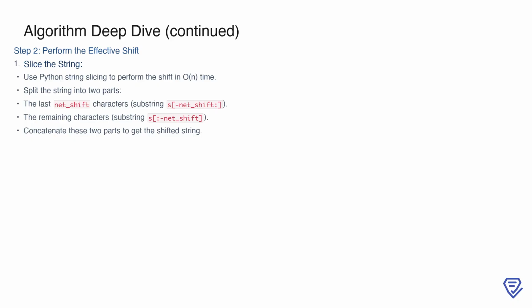Then, we take the remaining characters, everything up to but not including the last net_shift positions, using the slice s[:-net_shift]. Finally, we concatenate these two parts, placing the last net_shift characters at the front, followed by the rest of the string. This gives us the final shifted string in an efficient and elegant way.